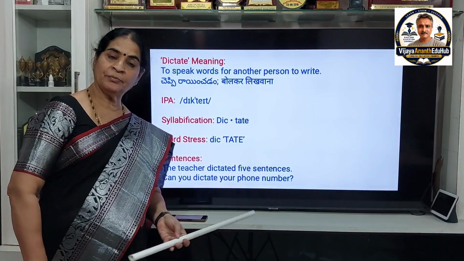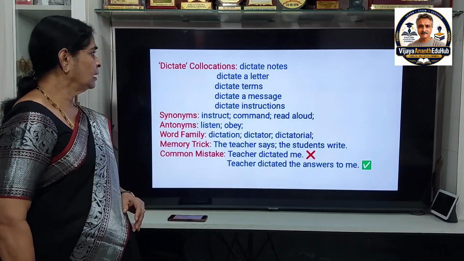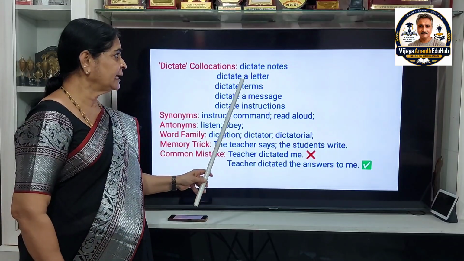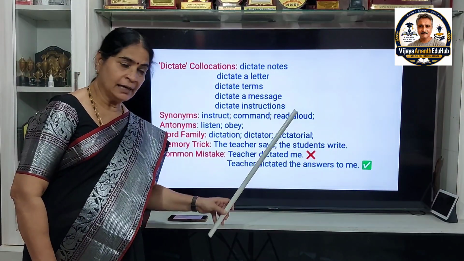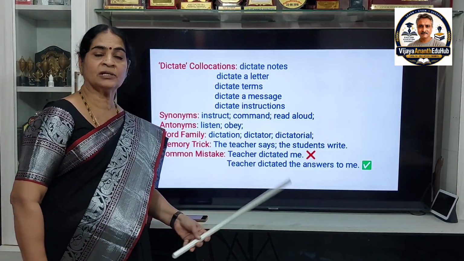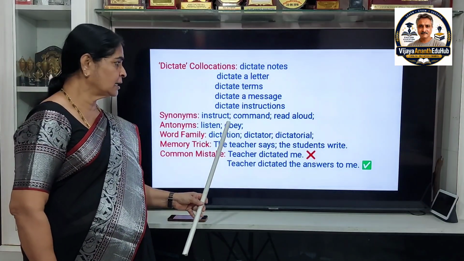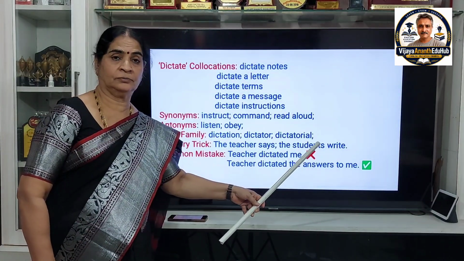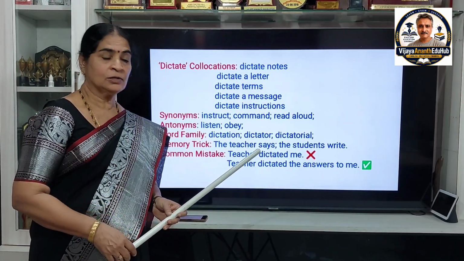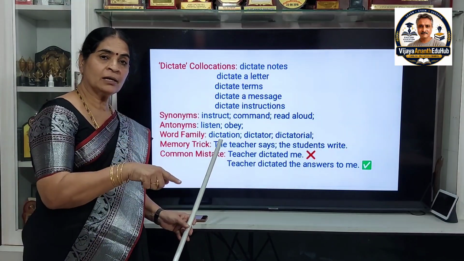Can you dictate your phone number? Collocations, the words which go together with dictate: dictate notes, dictate letters, dictate terms and conditions, dictate a message, dictate instructions. Synonyms are instruct, command, read aloud. One who commands is also called a dictator. So command, instruct, read aloud are the synonyms. Listen, obey are antonyms.